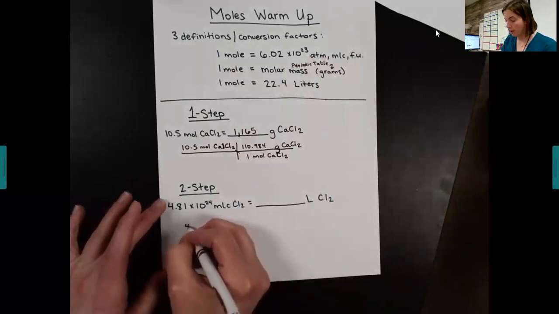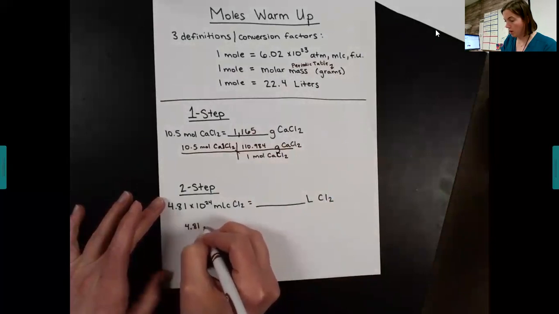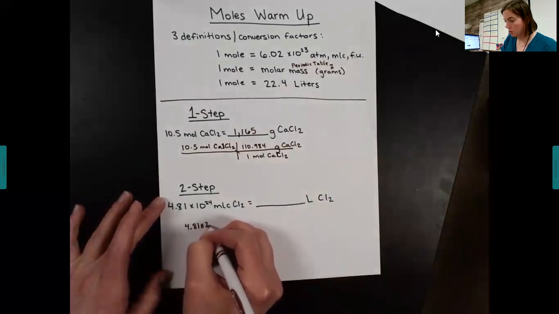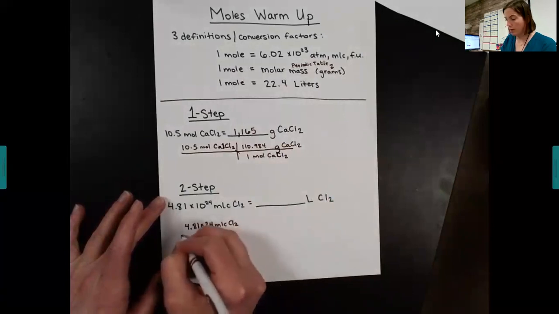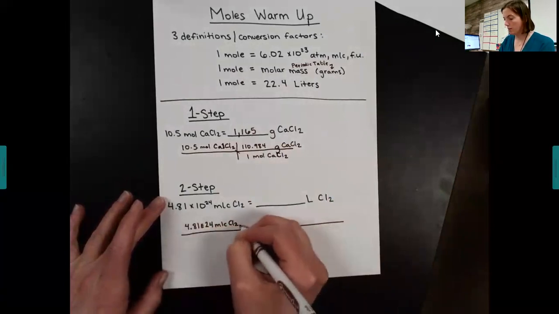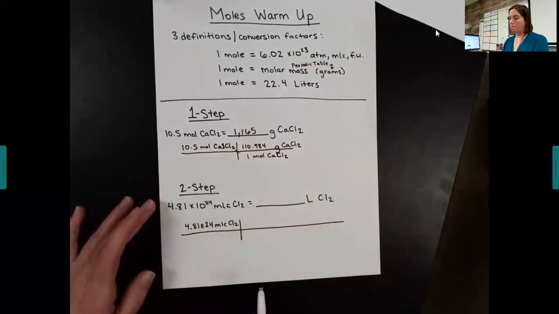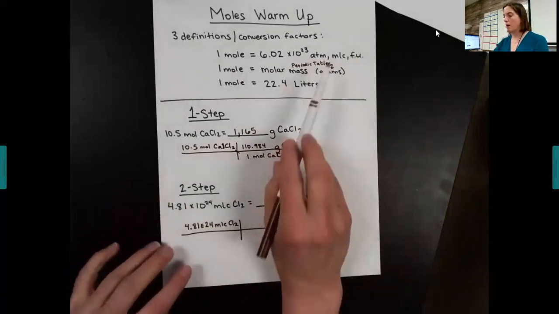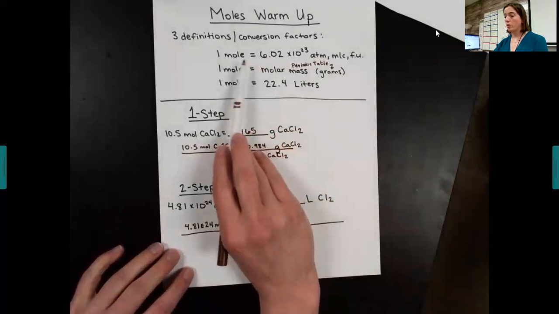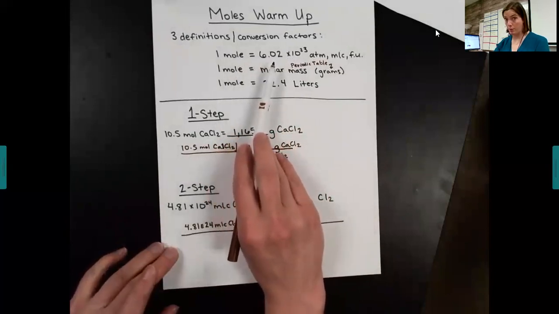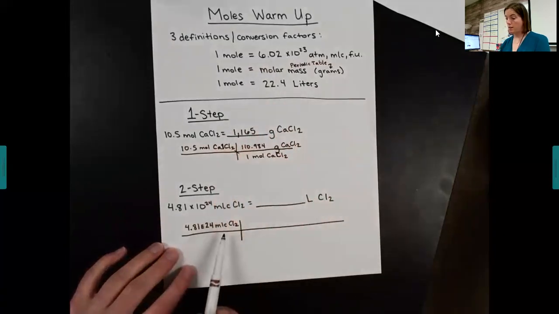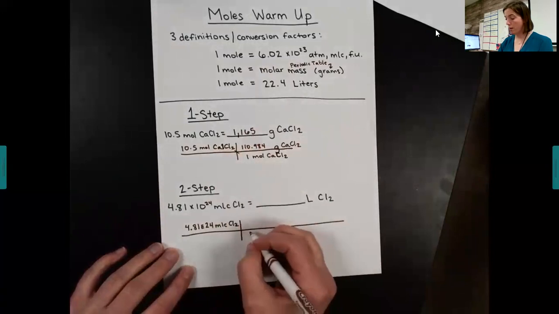Okay, we start with what we're given, 4.81 E24 molecules of chlorine. Remember, make sure you're writing out all the units. Okay, so if this is talking about molecules, we know that our conversion factor is going to be needing to use Avogadro's number. Since I have molecules right here on top, that means molecules needs to go on bottom.